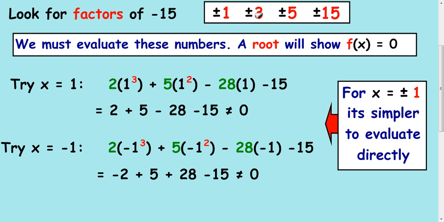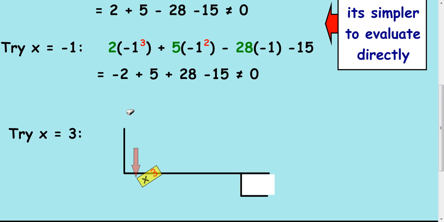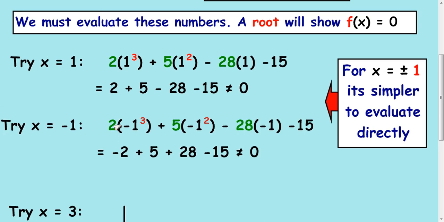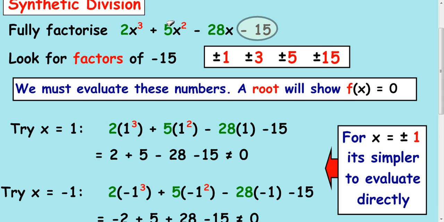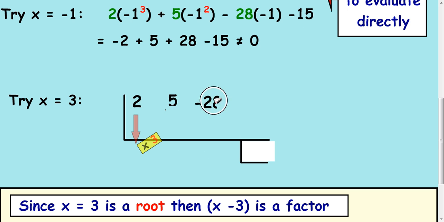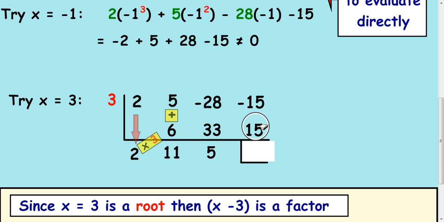So next along the line, usually try 3 or 5 first. Try these middle factors. They're more likely to occur, so we'll try 3. So we'll now set up our synthetic division table. Along the top we're going to have 2, 5, negative 28 and negative 15. We're going to try 3. So take the 2 down, multiply by 3 to get 6, add to get 11, times 3 to get 33, add negative 28 to get 5, times 3 to get 15, and we get 0.